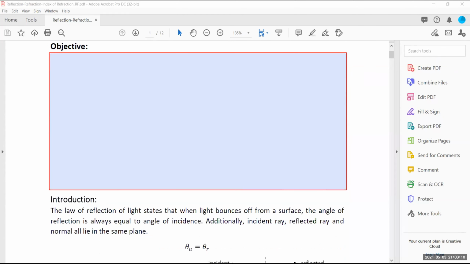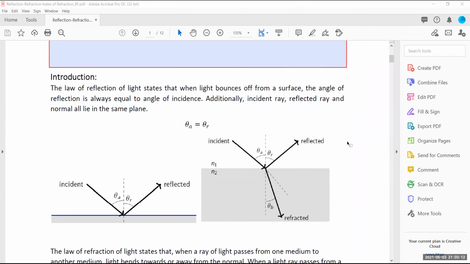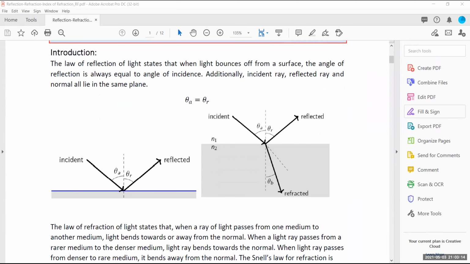So let me share the screen. Again, these are the lab instructions. Two basic laws, Snell's laws, and both of them we explored today in chapter 34, both of these two ideas.